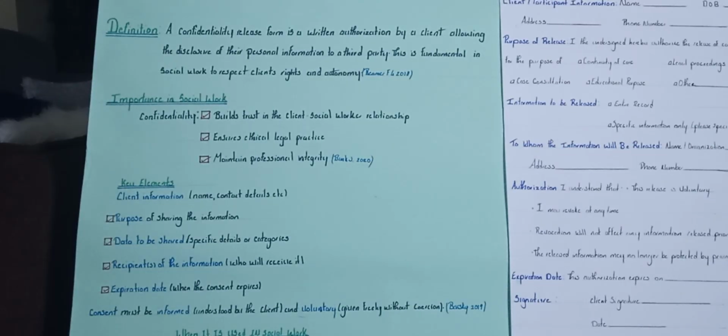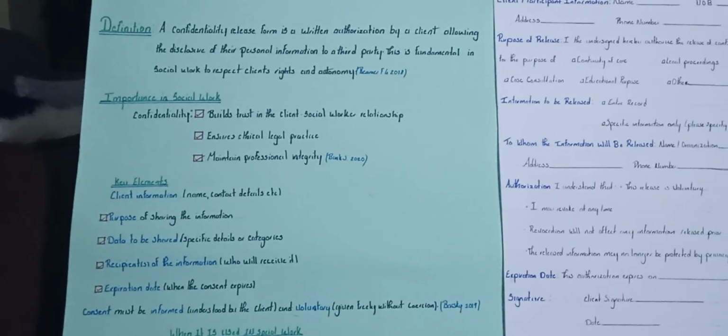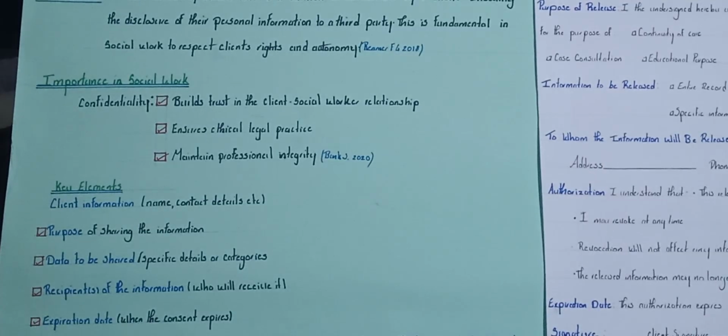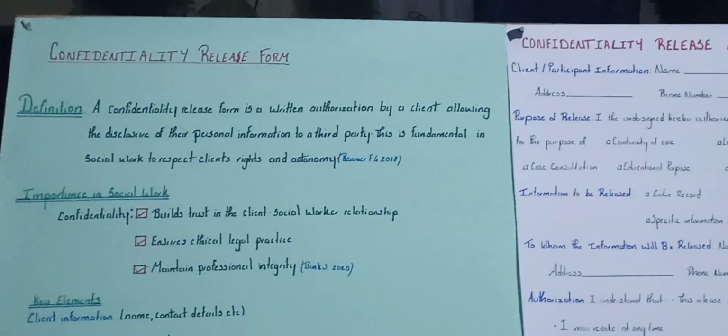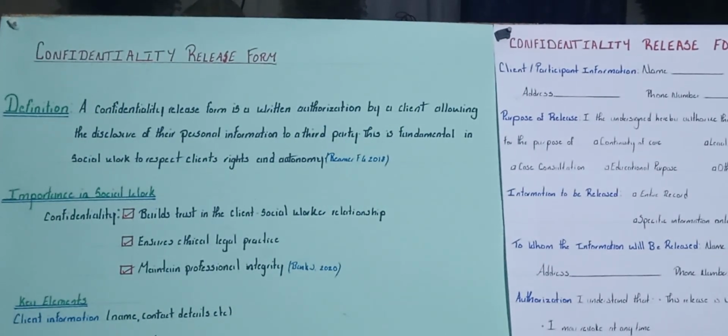This evening, our group will be, as a part of our presentation, I will be discussing the two types of forms, which are the confidentiality release form and the informed consent form. As we go on, first, we are going to define what a confidentiality release form is.